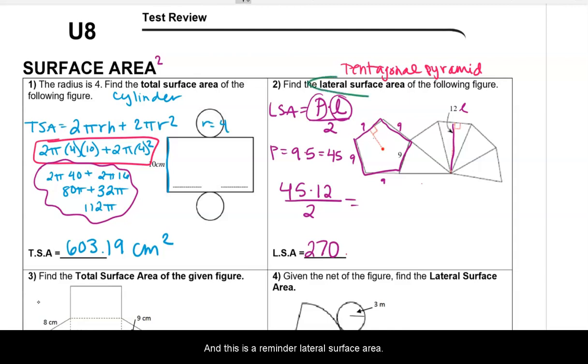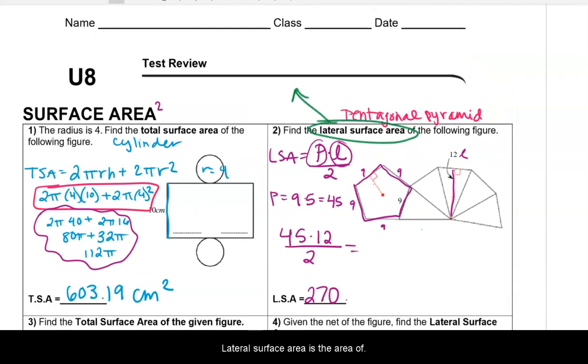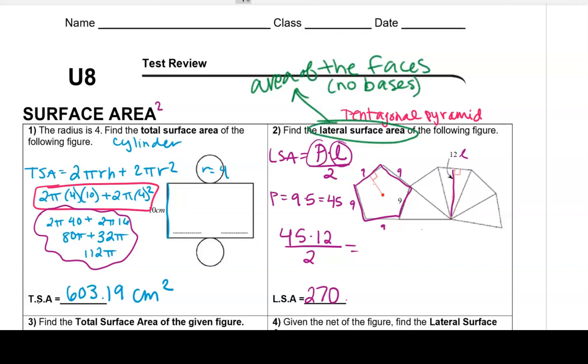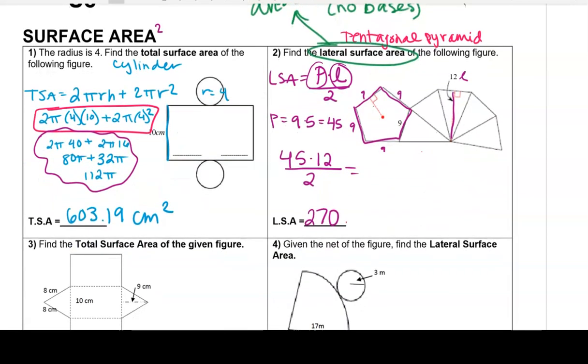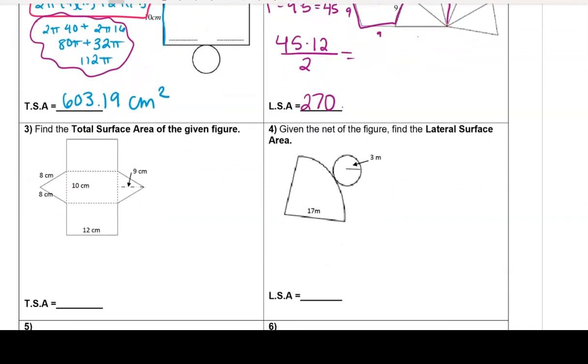Perfect. And just as a reminder, lateral surface area is the area of the faces. So that's all of the sides without the bases. So area of the faces, no bases. Total surface area is the area of all the faces and the bases. So that's the difference between the two.